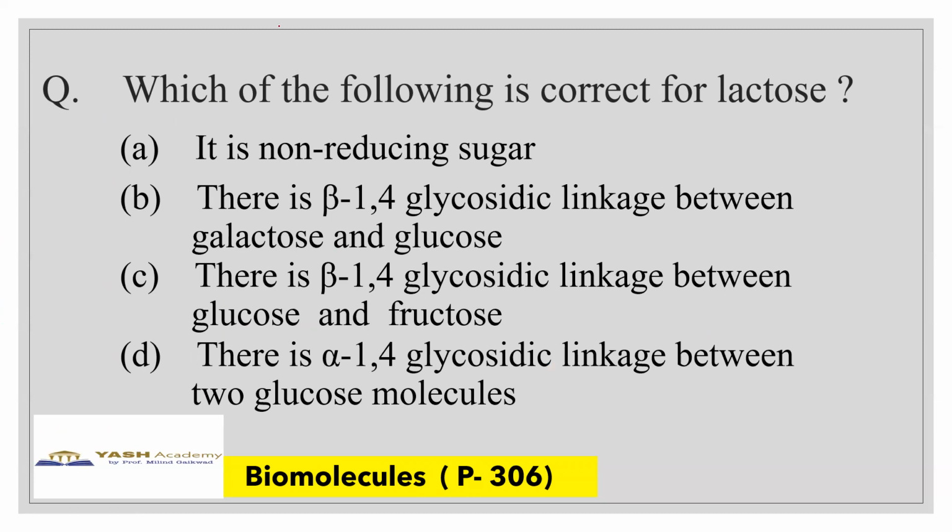This is the last question of this video. Which of the following is correct for lactose? Here 4 sentences are given, and out of these you have to find the correct sentence for lactose. First they said, it is a non-reducing sugar. You should know that lactose is a combination of galactose and glucose. And the linkage you will see is a beta 1,4 glycosidic linkage between galactose and glucose. This sentence is correct.